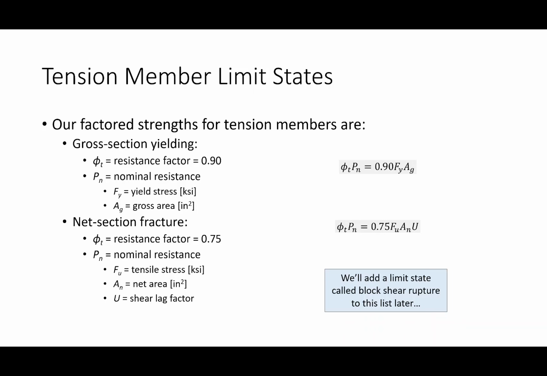Tension member limit states. We have gross section yielding, net section fracture, and then later on in this show we have block shear rupture.